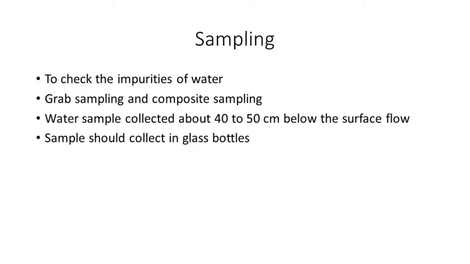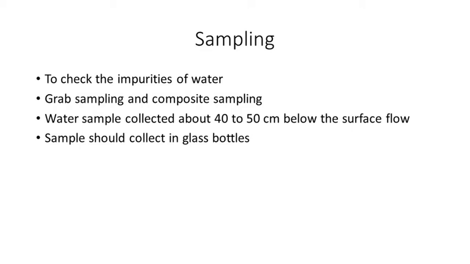Next, we discuss sampling. Sampling is simply the collection of a water sample for analysis purposes. You can collect the water sample below the surface level, up to 40 to 50 centimeters, so that you can avoid impurities which enter your water bottle during the sampling process. So you have to take some precautions. You have to collect the water sample below the surface level up to 40 to 50 centimeters. Second, you should collect the sample in a glass bottle. These two things should always be kept in mind during sampling.